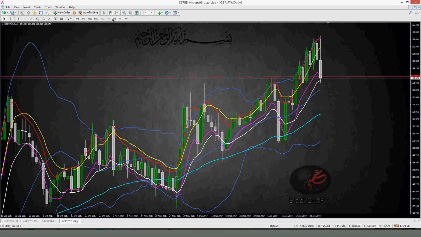So on the weekly side of things, on a bigger time frame, we are looking at a potential support and resistance flip. So there might be a bigger chance for a sell on a swing trade.